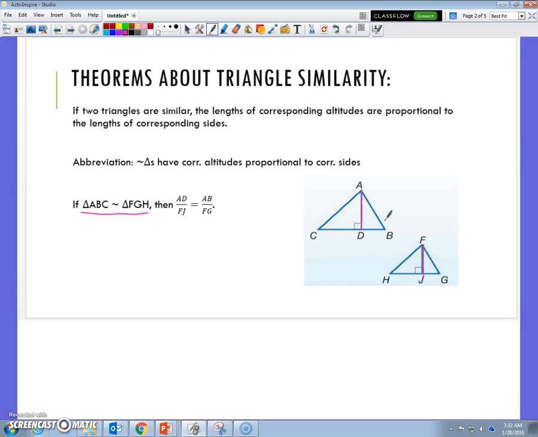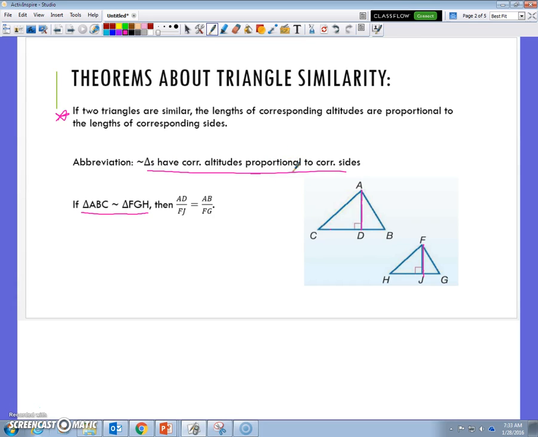This is a theorem you actually have to write out if we're doing a proof. And so instead of writing all of these words up here, there's a little abbreviation that I'd like you to use: similar triangles have corresponding altitudes proportional to corresponding sides. So if you're setting up a proportion in your equation or in your proof, probably that is using the altitudes, this is how you'll have to abbreviate it. It's a lot of words, I know. That's as short as we can make it.